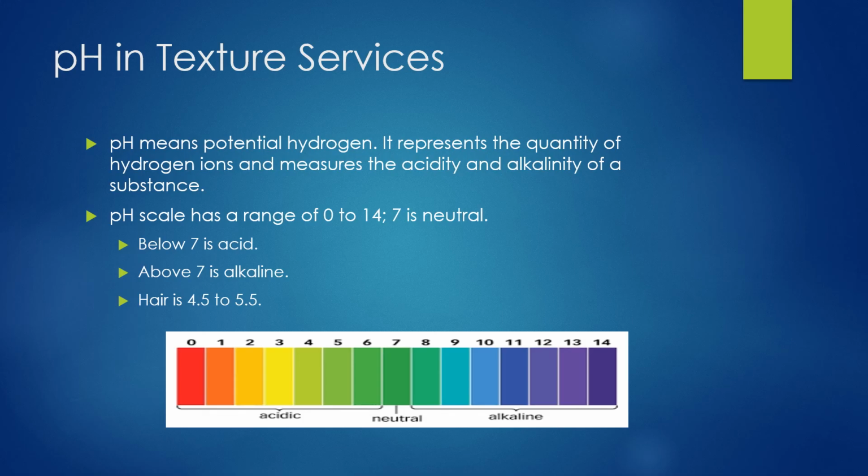The pH scale has a range from 0 to 14. A pH of 7 is neutral, a pH below 7 is acidic, and a pH above 7 is alkaline. The natural pH of hair is between 4.5 and 5.5. Chemical solutions raise the pH of the hair to an alkaline state.